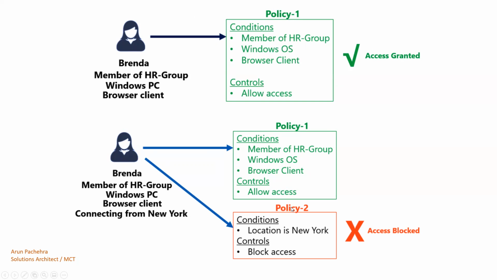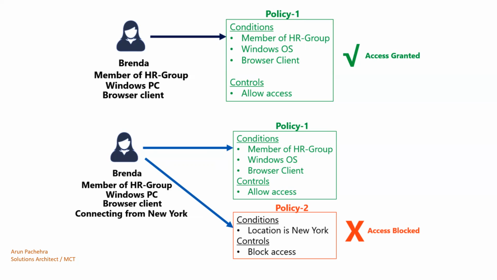Now, we added one more condition here. If the location is New York, block the access. Now, policy 1 is all matched. Policy 2 doesn't match. Positive, negative. Who's going to win? Negative is going to win. So, access blocked. Okay, so this is how the accesses are verified.